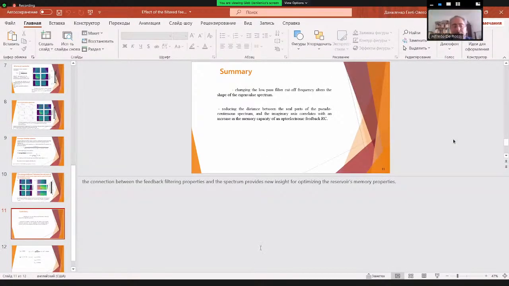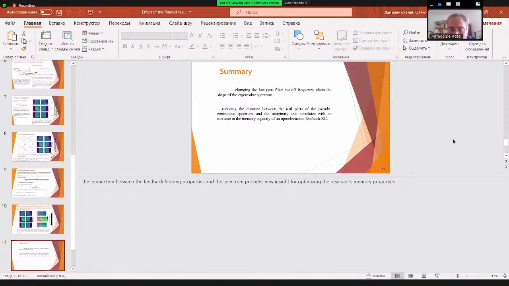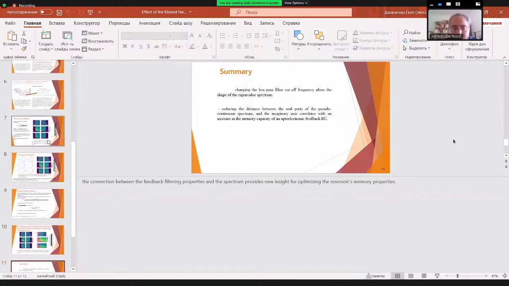Thank you very much for this interesting talk and this connection, the explanation of memory capacity, which is in my opinion still a very obscure notion in the field of reservoir computing. And yeah, are there any questions about that, please, from the audience? So I see a comment, maybe.